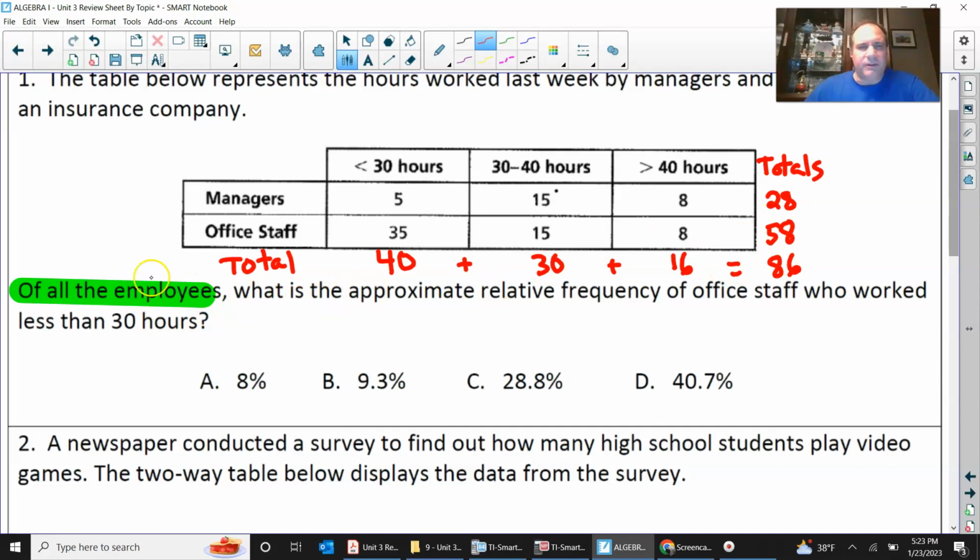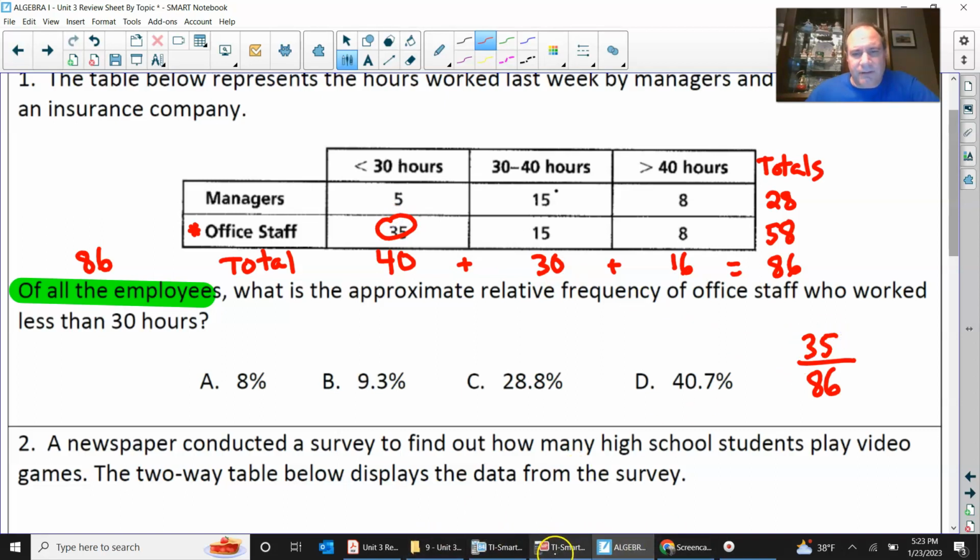Okay, let's go. Of all the employees, 86 employees. So that means I'm going to make a fraction with the whole on the bottom. That right there, that total on the bottom. What's the approximate relative frequency of office staff who worked less than 30 hours? That's 35 people.